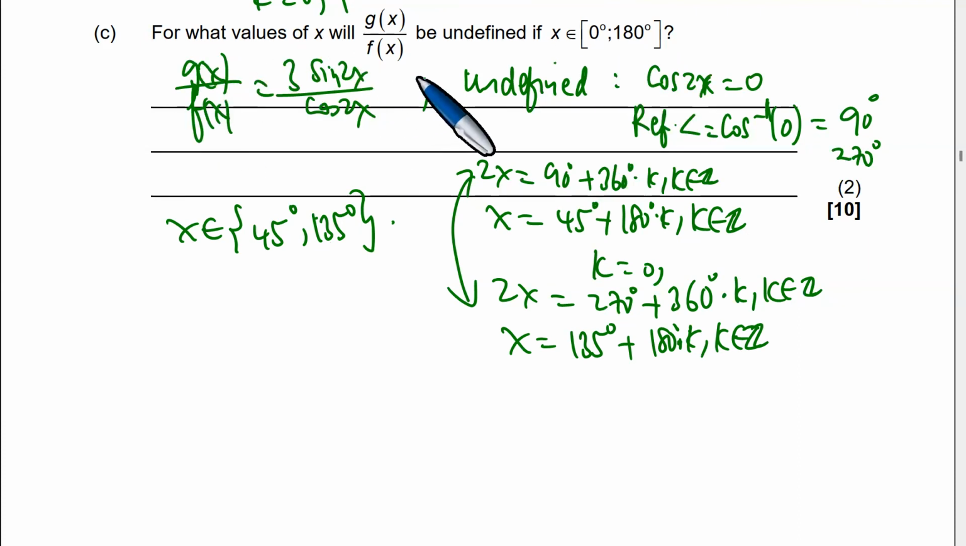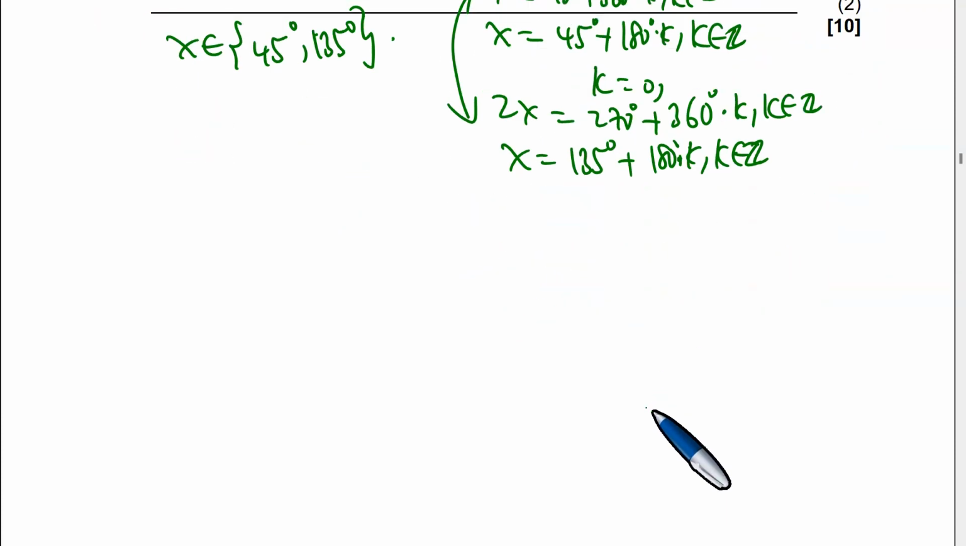For what values of X will these be undefined? We're looking for undefined. So if they say undefined, what do you do? You look at only the denominator. If they say undefined, you look at the denominator, you let the denominator be equal to 0, and you get the answers like we did. So when you watch the video, try the questions again on your own.